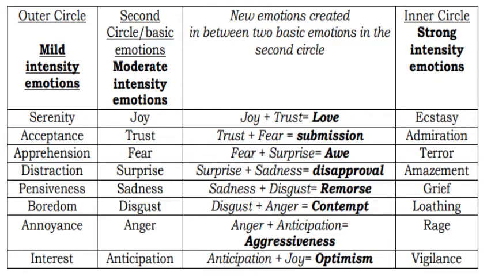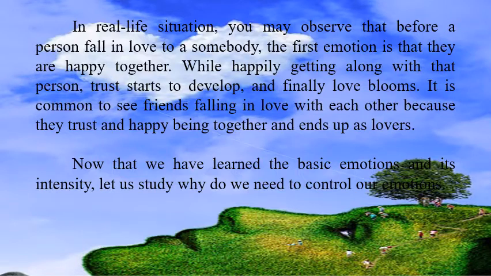So this is a tabular presentation of the intensity of emotion of Plutchik's wheel of emotions. In real life situations, you may observe that before a person falls in love with somebody, the first emotion is that they are happy together. While happily getting along with that person, trust starts to develop. And finally, love blooms. It is common to see friends falling in love with each other because they trust and are happy being together and end up as lovers.